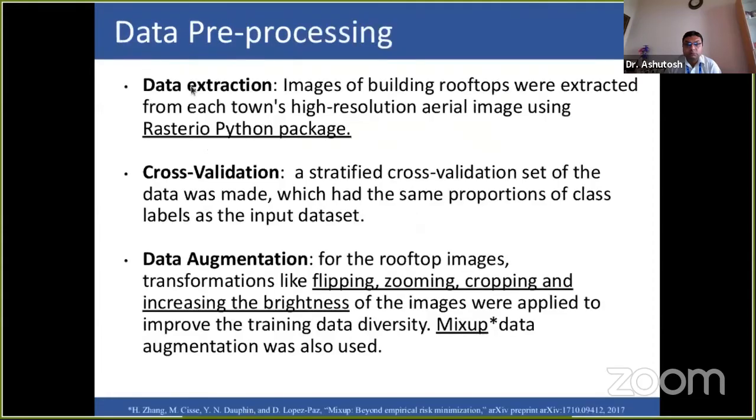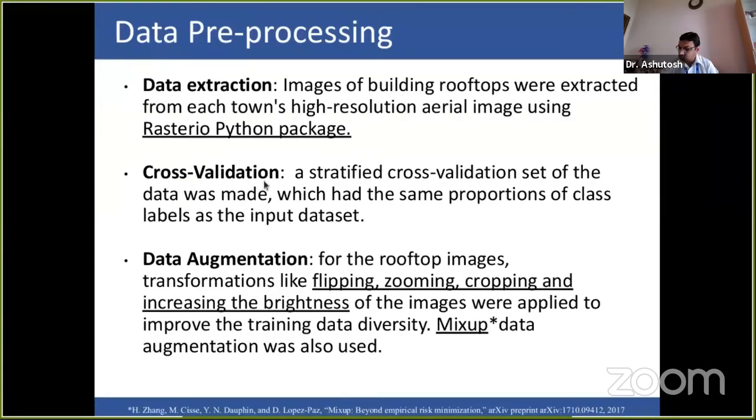Now comes the data pre-processing part. The first step was obviously to extract the rooftop images from the complete image of the region. And this was done efficiently by the rasterio Python package. The second step was making a cross-validation set.